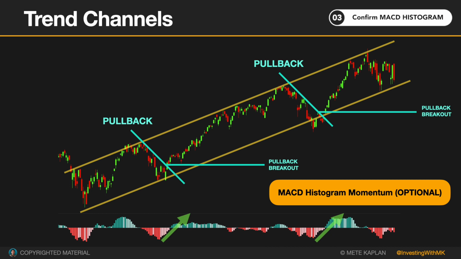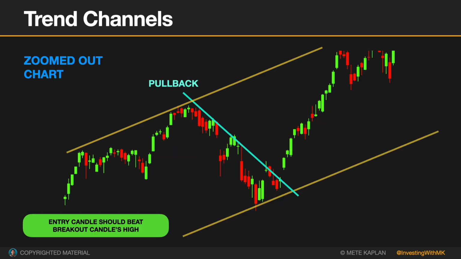The only thing left is waiting for breakouts and entry candles. My pullback breakout entry technique is a well-known and proven technique. I'm entering a trade when a candlestick beats the pullback breakout candlestick's high. Simple and clean. Let's check this example.